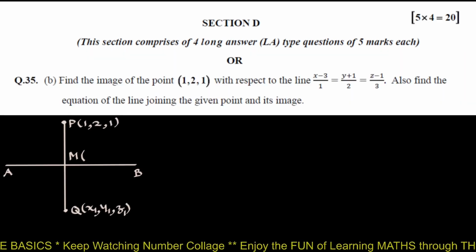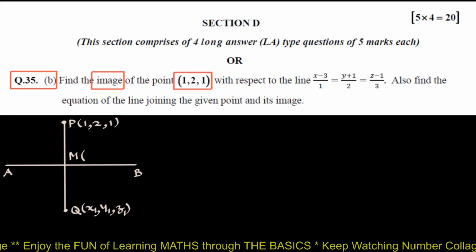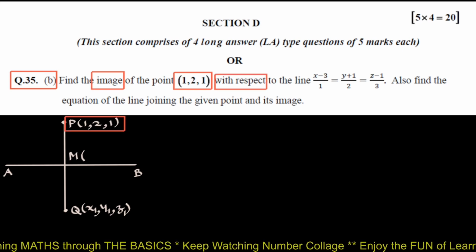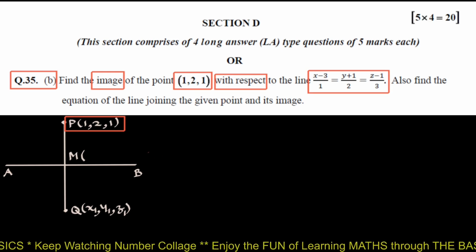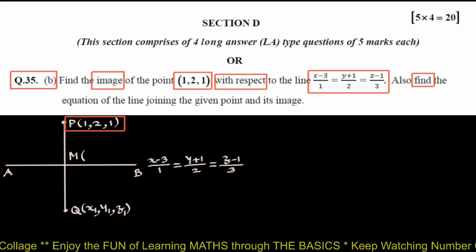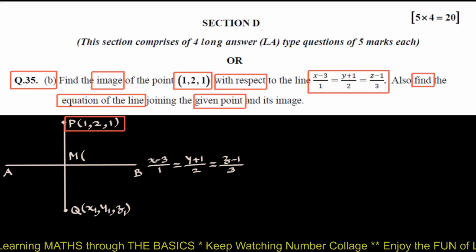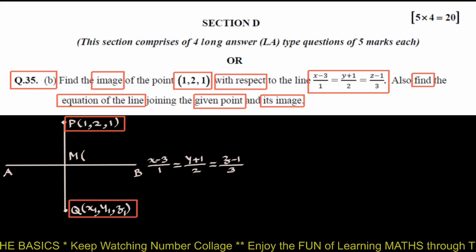Question 35b. We have to find the image of the point 1 2 1, which is P here, with respect to the line this one. We call this line as AB and write its equation here. We also have to find the equation of the line joining the given point P and its image Q, which we have assumed to be x1, y1, z1.